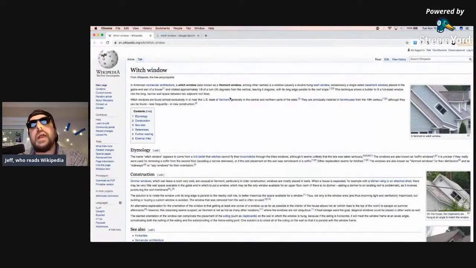In American vernacular architecture, a witch window, also known as a Vermont window, among other names, is a window, usually a double-hung sash window, occasionally a single-sided casement window, placed in the gable end wall of a house and rotated approximately 1/8 of a turn, which is 45 degrees from the vertical, leaving it diagonal with its long edge parallel to the roof side slope. This technique allows a builder to fit a full-sized window into a long, narrow wall space between two adjacent roof lines.